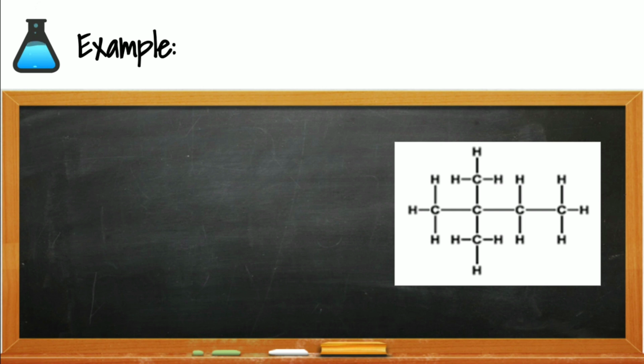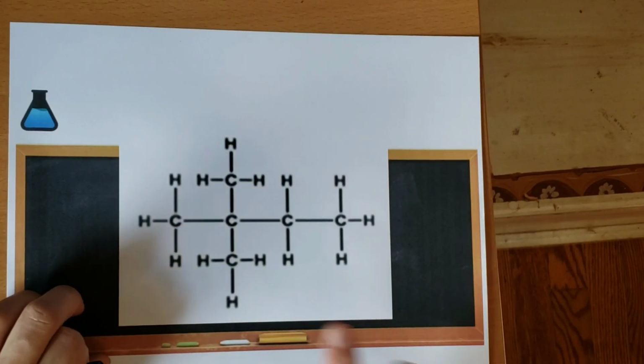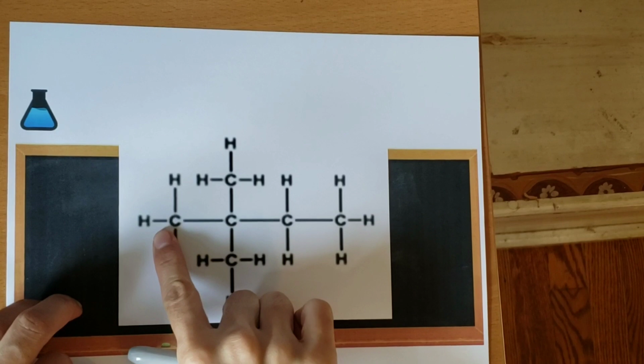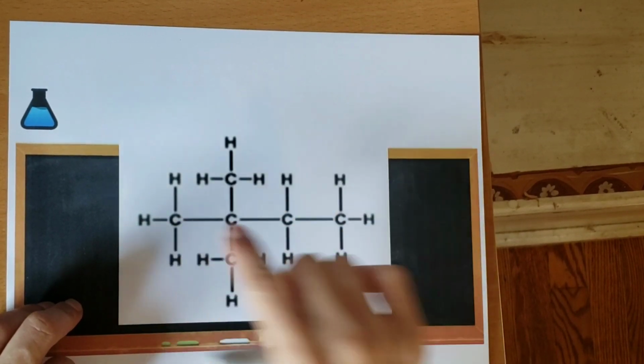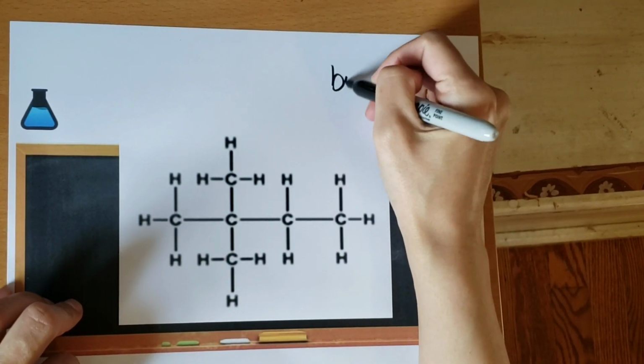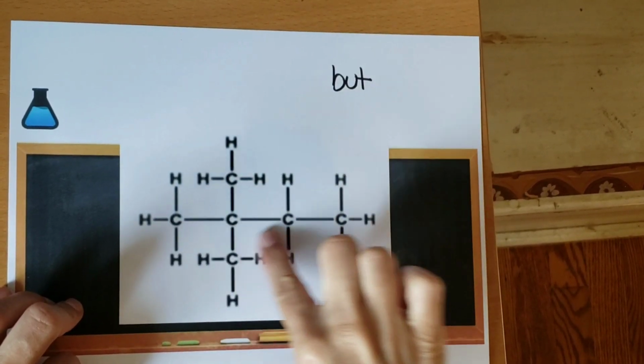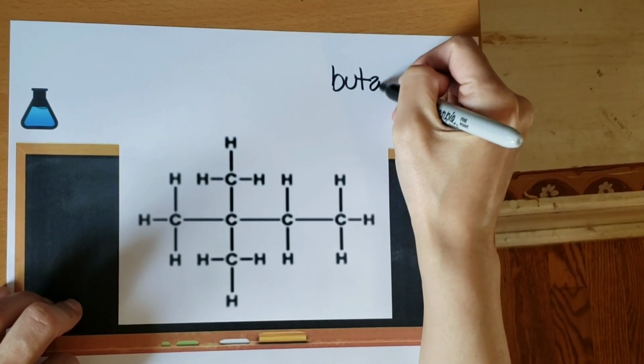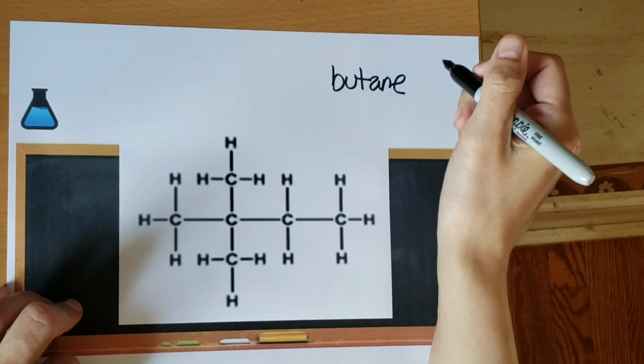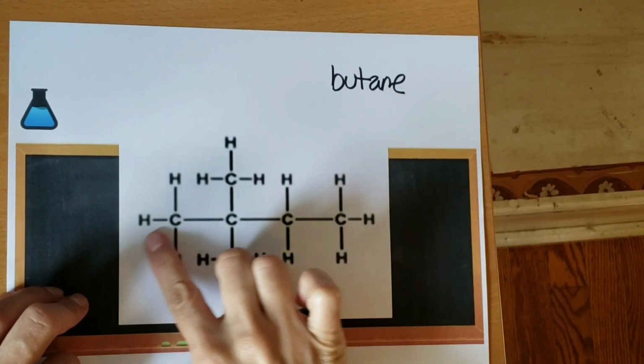So let's look at this example. Another example where the parent chain has 2 branches that are identical. In this case, we have a methyl group as well. So here we have a parent chain here. We count the carbons in the parent chain. There are 4, so this is but. They're all singly bonded, so this is butane. And then I find my branches.